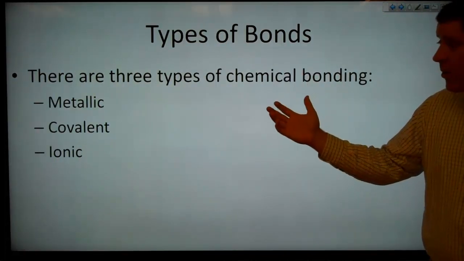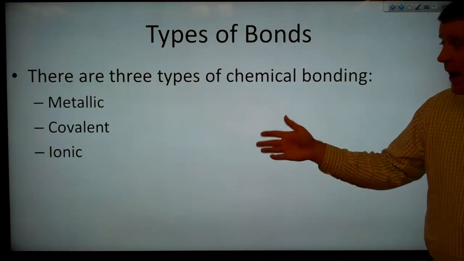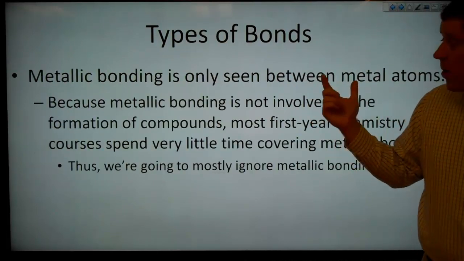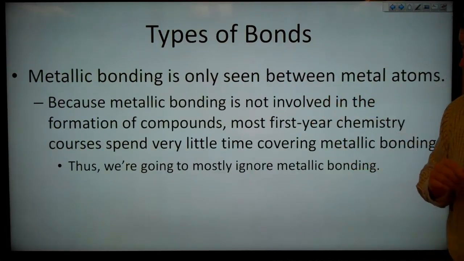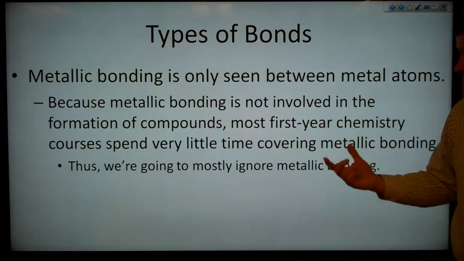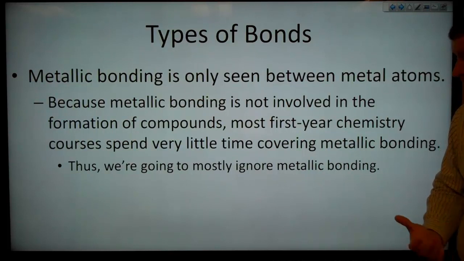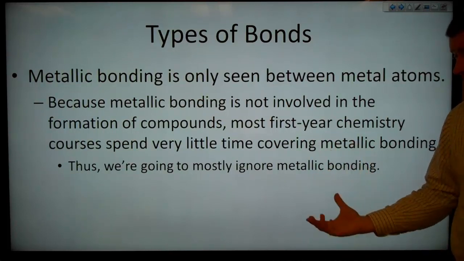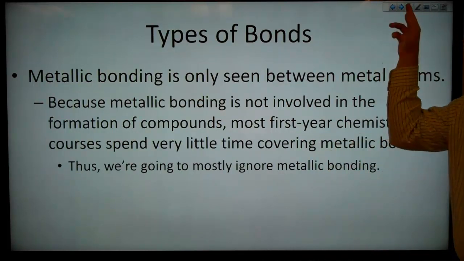There are 3 types of chemical bonding: metallic, covalent, and ionic. Metallic bonding is only seen between metal atoms, and because metallic bonding is not involved in the formation of compounds, most first-year chemistry courses spend very little time covering metallic bonding, and thus we're going to mostly ignore metallic bonds.